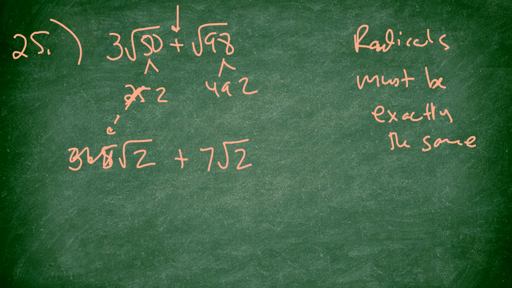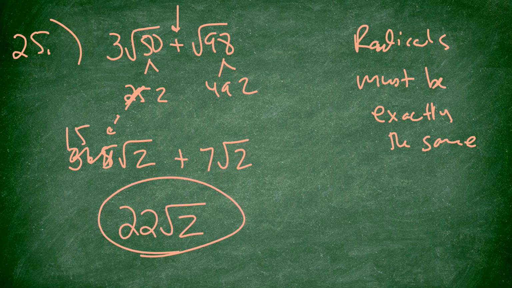Now remember, 3 times 5 turns into 15. 15 plus 7, I end up with 22, radical 2. I'm allowed to add those numbers in front of the radical together because they're the exact same radical. So I end up with 22, radical 2.